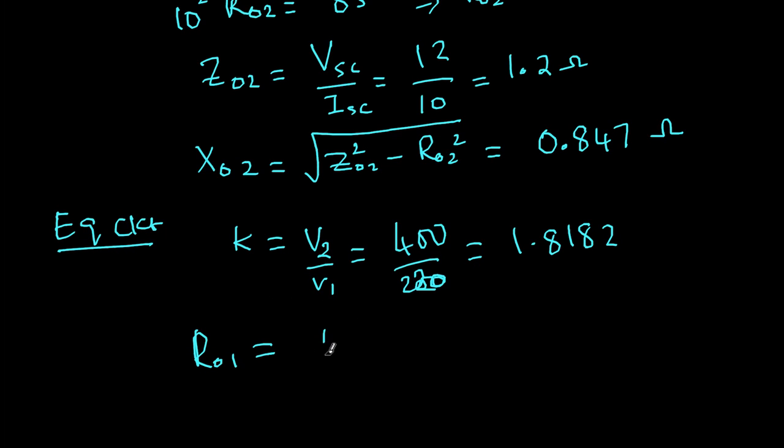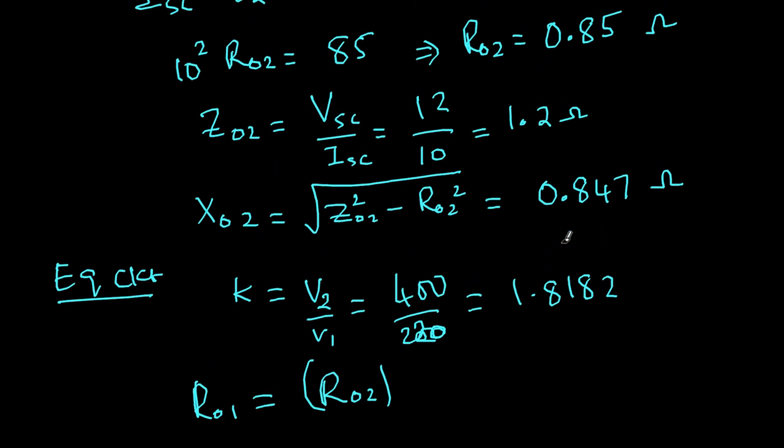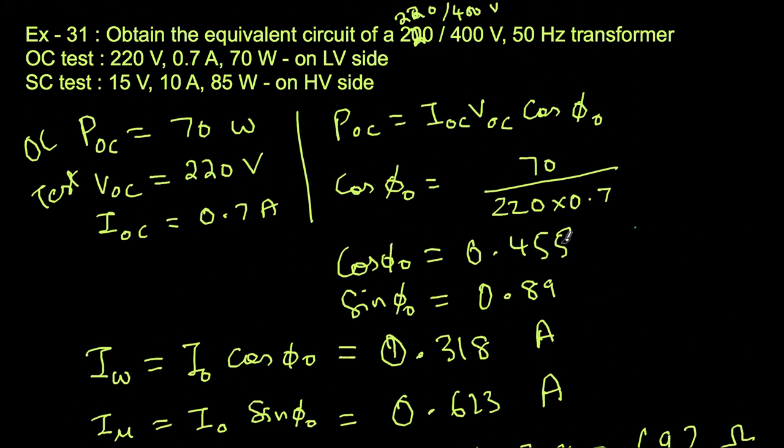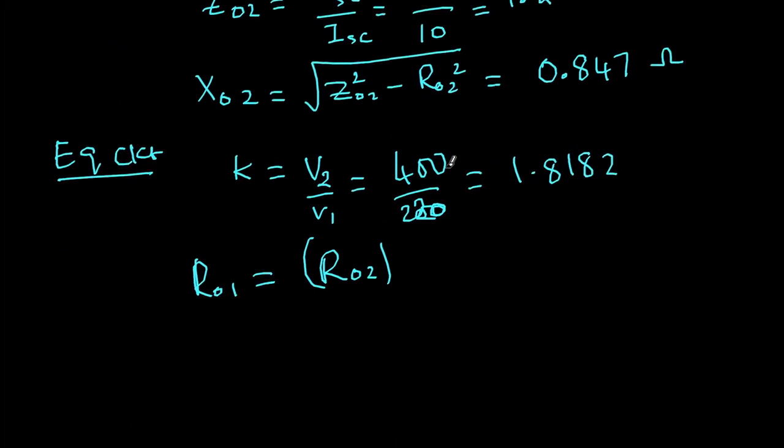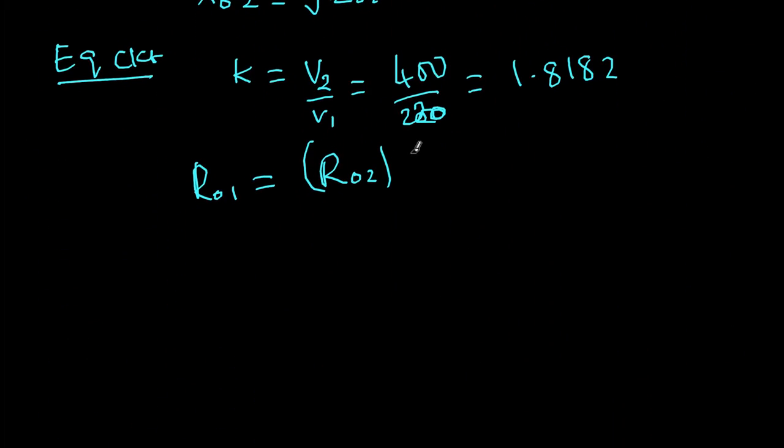That is nothing but R02 into K square, or is it divided by K square? Here again I don't have to remember it. Just look at this. K value is more than 1, so K square will be more than 1. The primary side is low voltage, so the low voltage side will have lower impedance. So I have to divide by K square. This is how I remember.